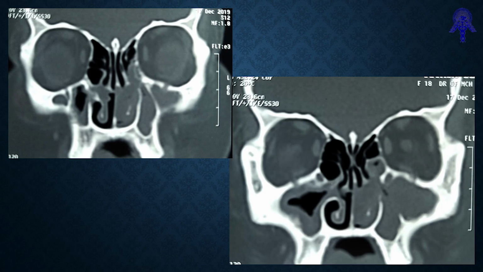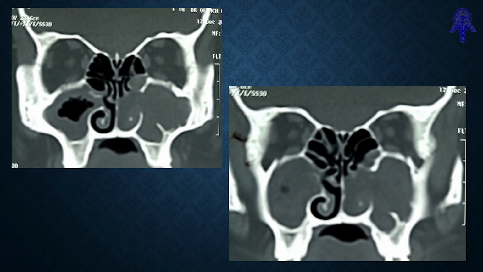In this particular case, what is the diagnosis? Chronic rhinosinusitis with nasal polyposis, you can say. Whether it is benign or malignant, the question doesn't actually arise. It's very evident. Okay. Now you can see, as we are going posteriorly, you can see the posterior ethmoids now.